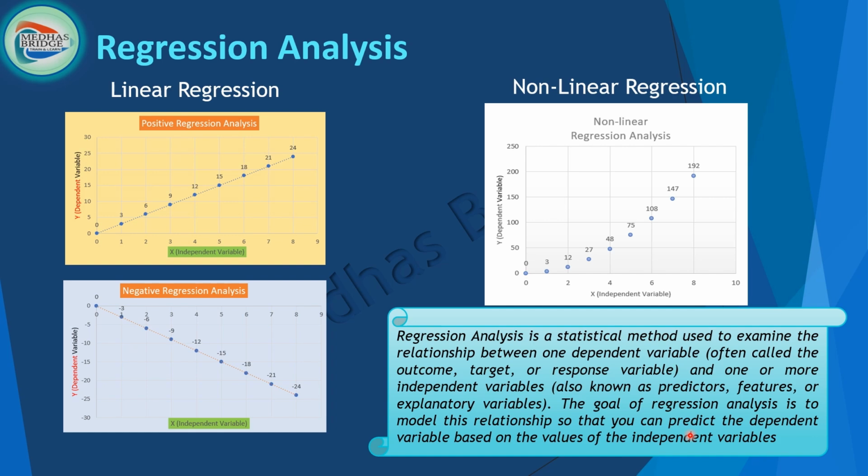So if you restate the definition, regression analysis is a statistical method used to examine the relationship between one dependent variable, often called the outcome, target or response variable, and one or more independent variables, known as the predictors, features, or explanatory variables. Are you clear? The goal of regression analysis is to model this relationship so that you can predict the dependent variable based on values of independent variables. How sweet. Well said, isn't it?